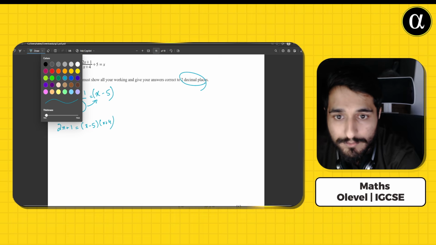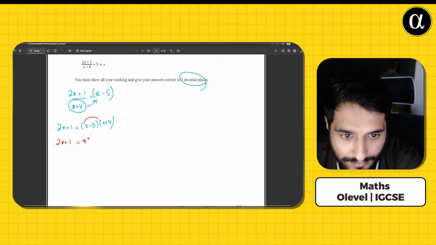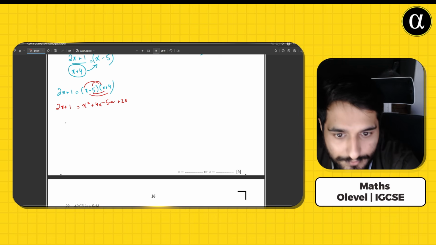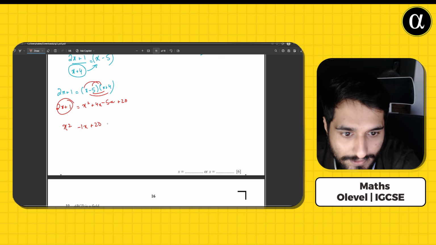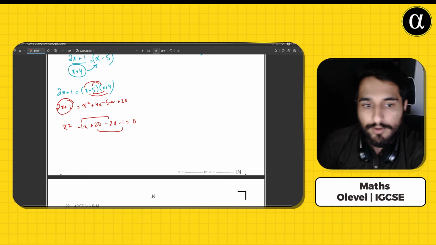And when we open this, it's going to be 2x plus 1 is equal to x times x, that gives us x squared, and then x times 4 gives us plus 4x, and then minus 5 times x gives us minus 5x, and minus 5 times 4 gives us plus 20. Now when we solve this further, it's going to be x squared minus 1x plus 20, and then we move these numbers to the right hand side, so minus 2x minus 1 is equal to 0.